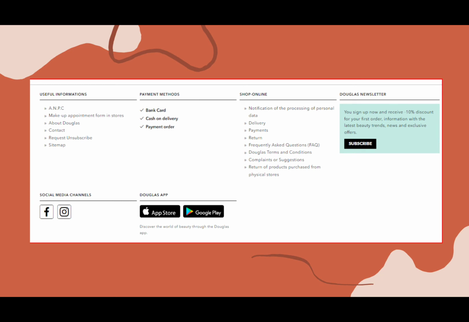After that, I went to the different branches of the Douglas online shop. I compared the prices of every branch, and as I observed, there are price differences in every country where the perfume is located. They also have the same payment methods: we have the availability of bank cards, cash on delivery, and payment order. The shipping is free and the product can be returned if it turns out to be defective.